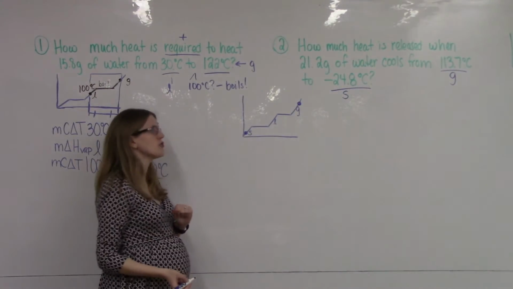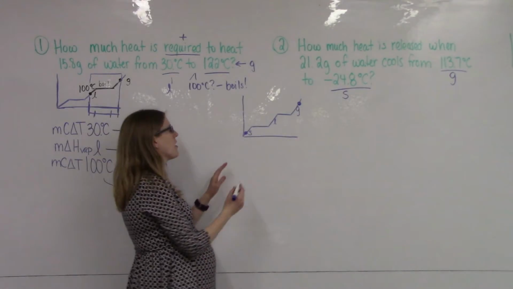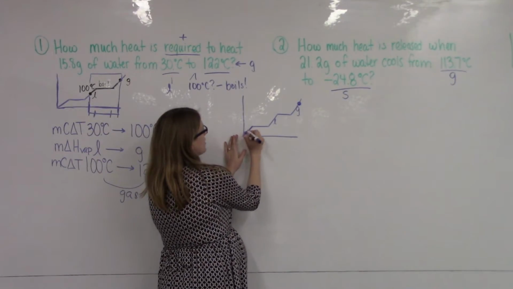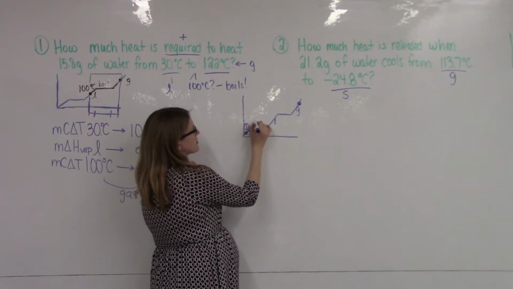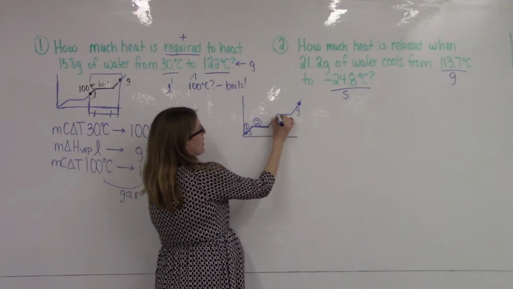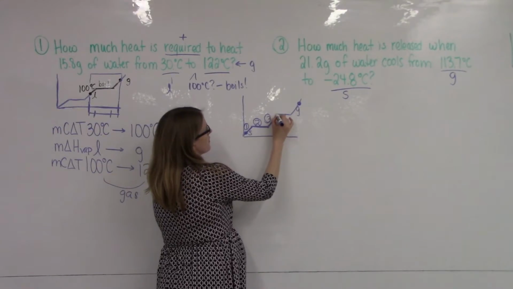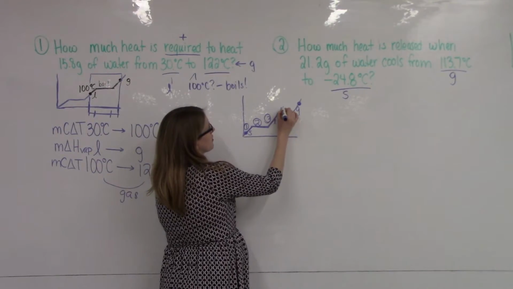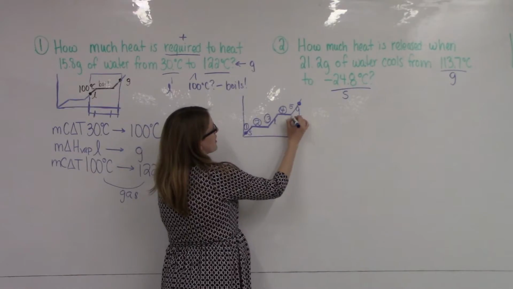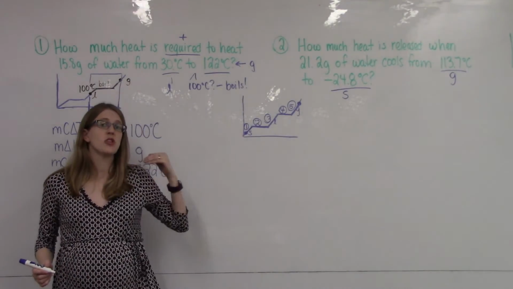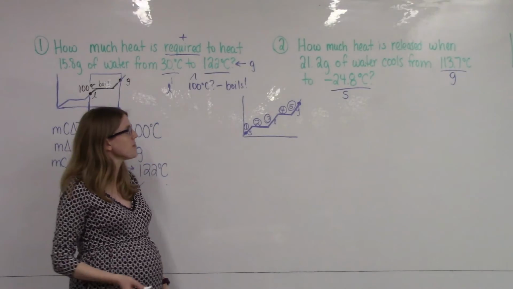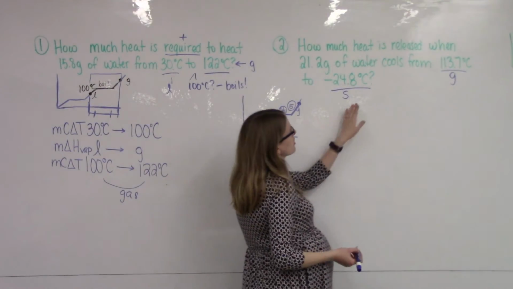Every time the line changes direction, that's going to be a step. First, we're going to have to heat the solid. Then we're going to have to melt the solid. We're going to have to heat the liquid. Then we're going to have to boil the liquid. And lastly, we're going to have to heat the gas. So this is actually a 5-step process. This is the longest you're going to have. Okay? So the first thing is we're going to have to go now.